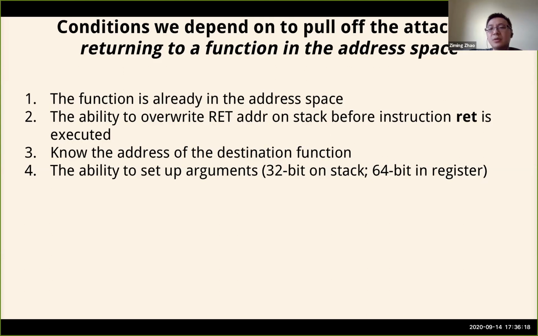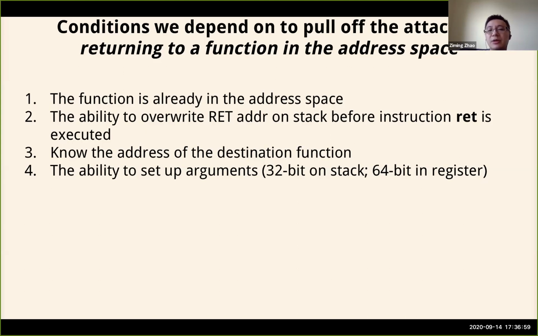For example, last class, we tried to overwrite the return address on the stack. And when the return instruction is executed, we go to the function whose address we overwrote on the stack. So think about how we can actually pull off this attack. The first condition is the function we want to return to is already in the address space, right? In this case, we're not putting a new function there. The function is already there. If the function is not there, we cannot call it, that's for sure.